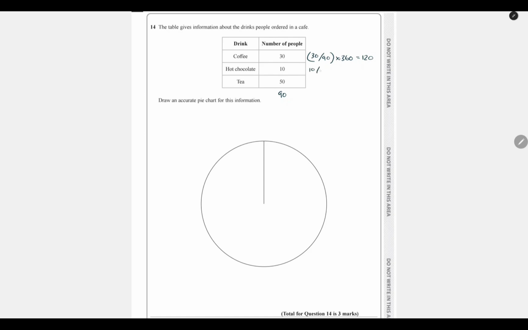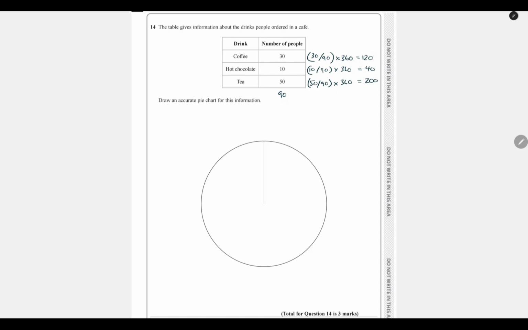For hot chocolate, we do the same thing. That's 10 divided by 90, multiplied by 360, and that is equal to 40. And then finally, tea is 50 divided by 90, the total, multiplied by 360, and that's equal to 200. And we can check our answer: 120 plus 40 plus 200 should equal 360, and it does. Great. The next thing that we need to do is draw our pie chart.